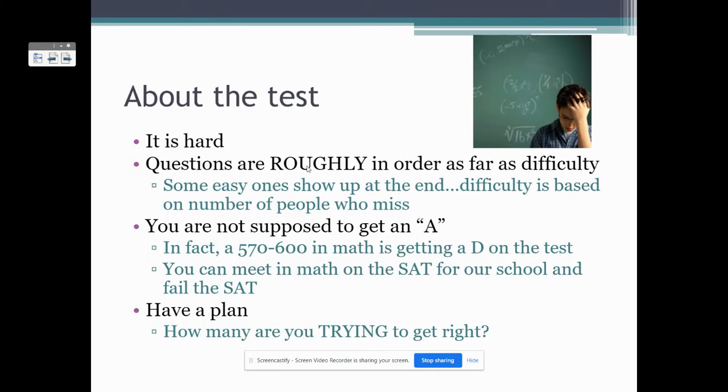Things you need to know. The test is hard. You are not supposed to get an A on the test. Some of you are trying to get an A on the test. The kids who are in trig and kids who are doubling up, for sure, you're probably trying to get them all right. Okay? So yes, you are trying to get an A on the test. But most people are not trying to get an A on the test. Most people are really trying to get a B or a C on the test.